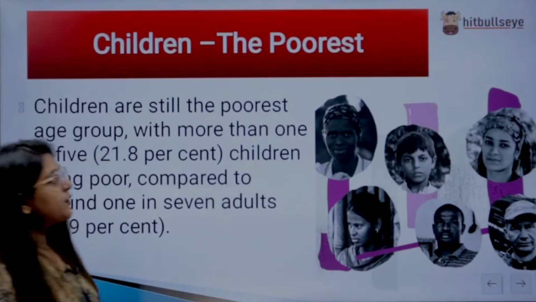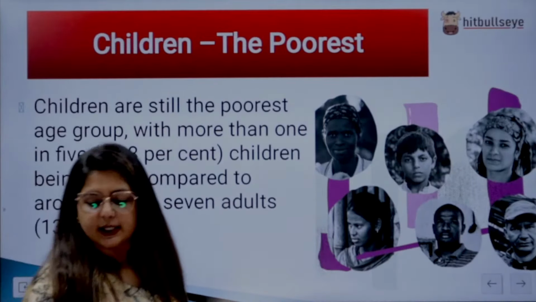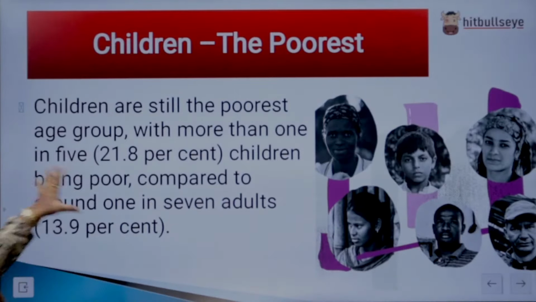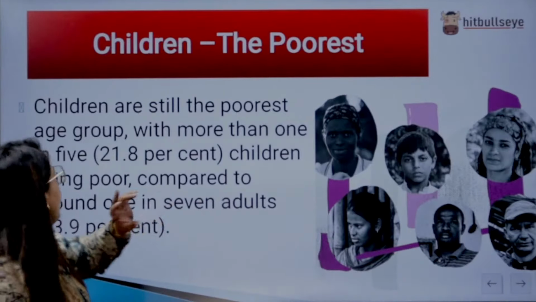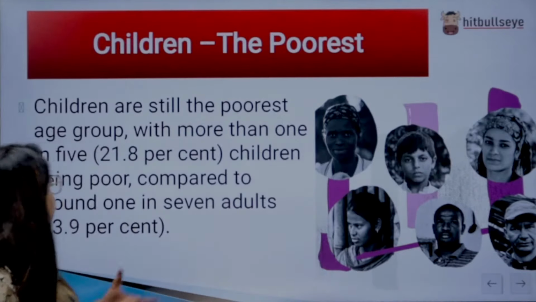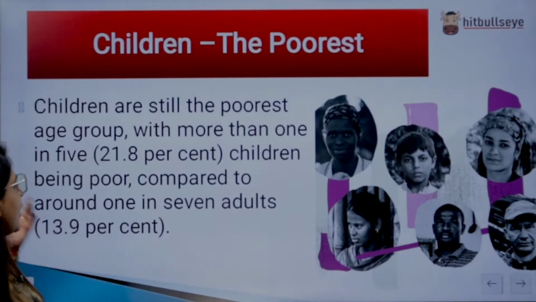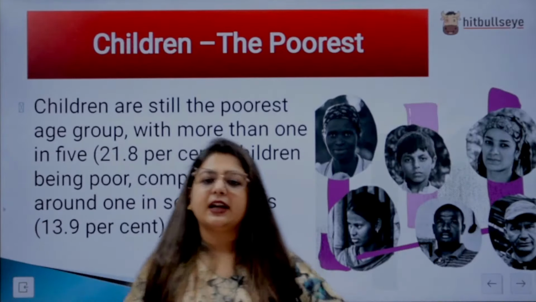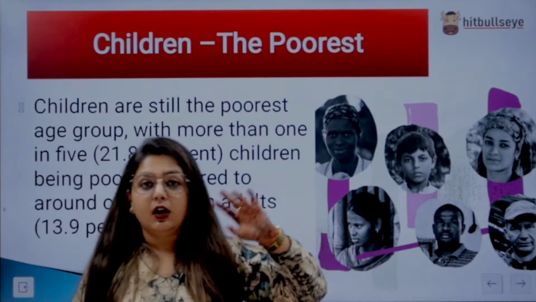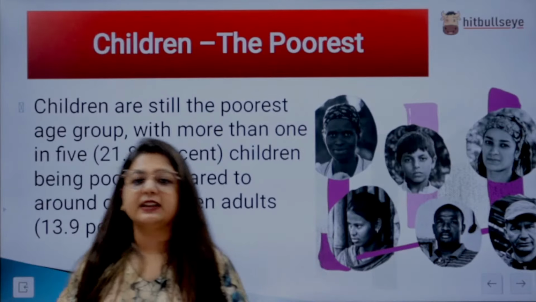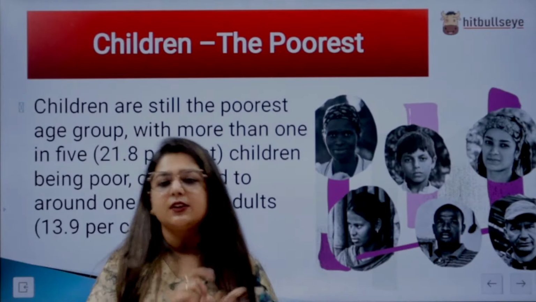Right? So moving further, of course, according to this report, the children are the poorest sufferers. Children are still the poorest age group, with more than 1 in 5, or you can say 21.8% of children being poor, as compared to around 1 in 7 adults. So if there are 7 adults, only 1 is poor, and if there are 5 children, every 1 out of 5 children is poor. So this is of course one gap which we have seen, that children are the worst sufferers of poverty.